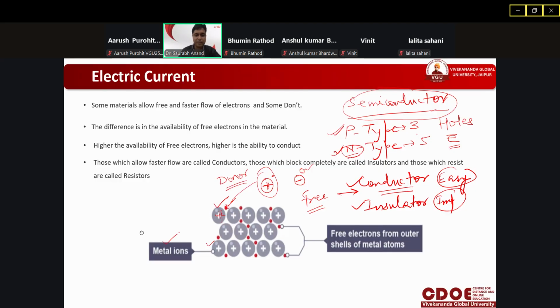So these are metal ions and free electrons from the outer shell of the metal. Clear? So you can see here some materials allow free and faster flow of electrons and some don't. So in free and faster flow it is a conductor, or maybe a semiconductor. But in this case it will be an insulator.